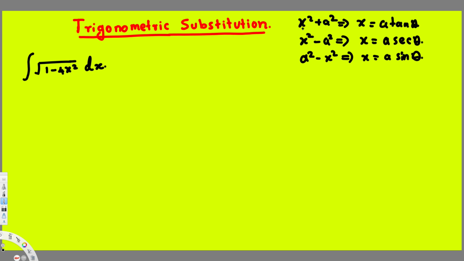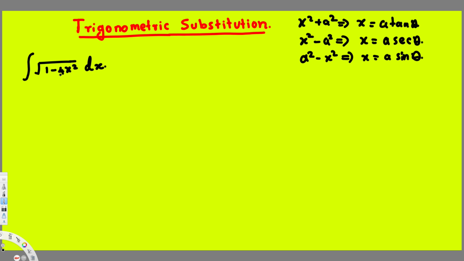The first one is when we have x square plus a number square, we have to use a tan theta. And when we have x square minus a number square, we have to use a sec theta. And when we have number square minus x square, we have to use a sin theta, right? Now here we have number minus x square pattern, so we are going to use the third one.